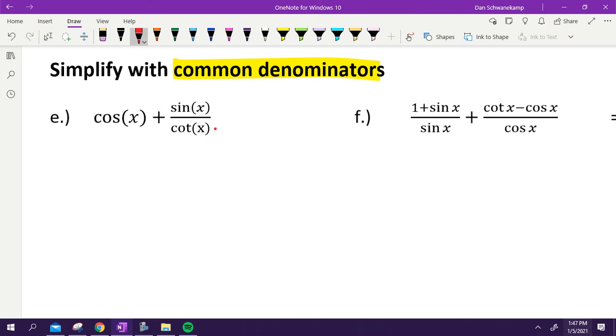This guy's got cotangent. What does this one need that this one has? Cotangent. So what am I going to have to do to make it be cotangent on bottom? Yeah, I got to multiply by cotangent on top as well. I'm going to multiply the top and bottom by the same thing. Okay, so we get cotangent.